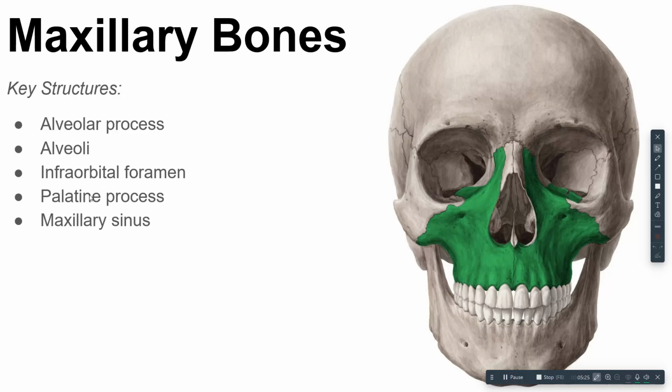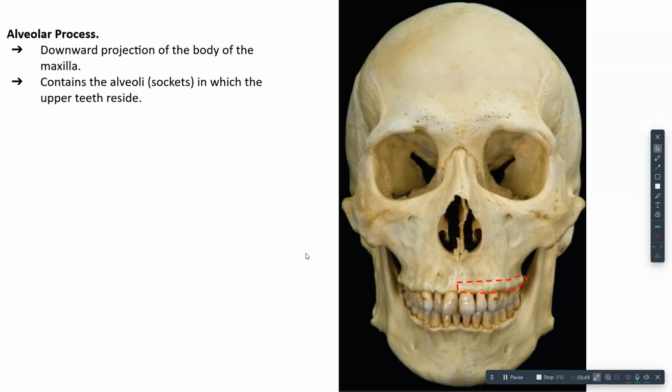And we're going to have 5 key structures on the maxillary bones. Again, because we've got teeth, we're going to have alveoli and an alveolar process, just like we do with the mandible. Plus, we'll have a foramen below the eye called the infraorbital foramen, a palatine process, and a maxillary sinus as well. So let's go through all of these, starting with the alveolar process.